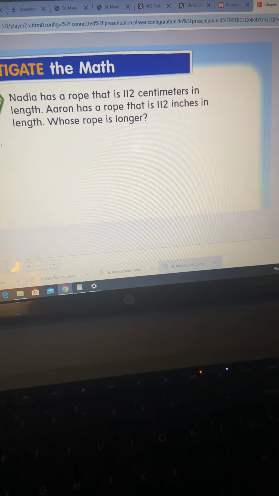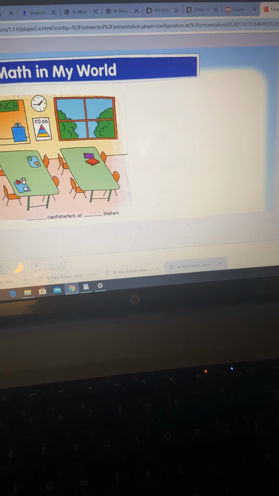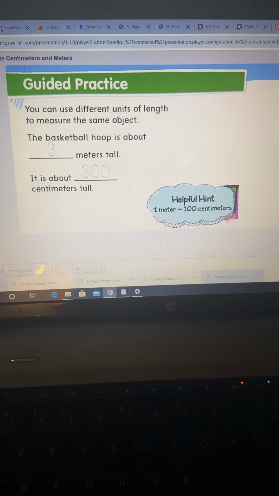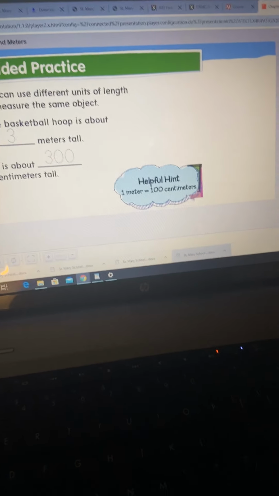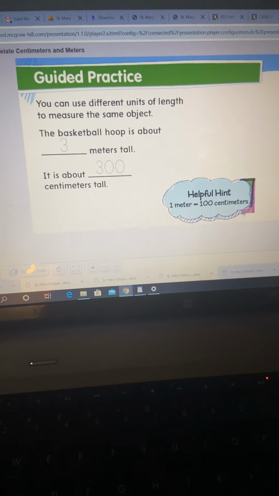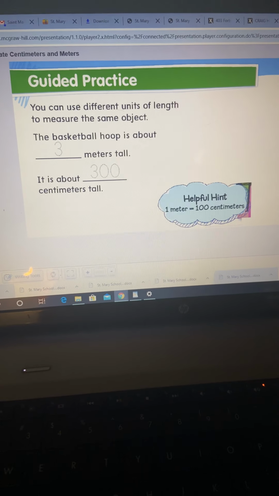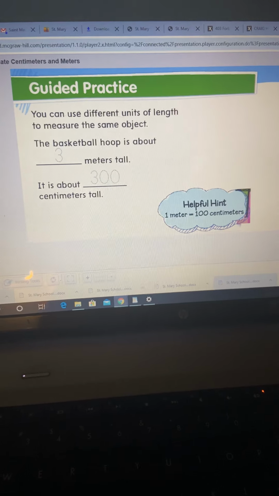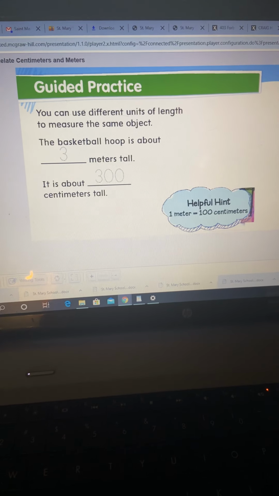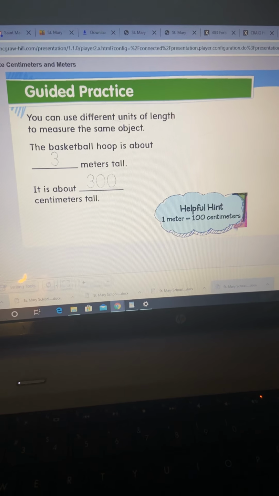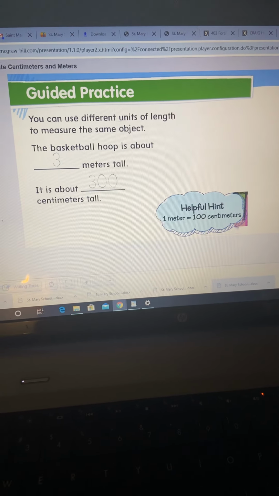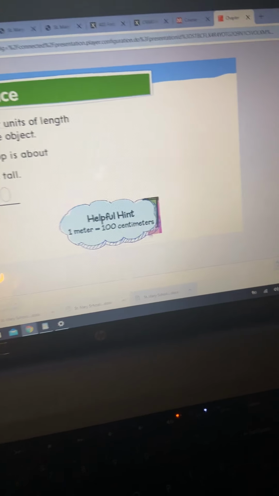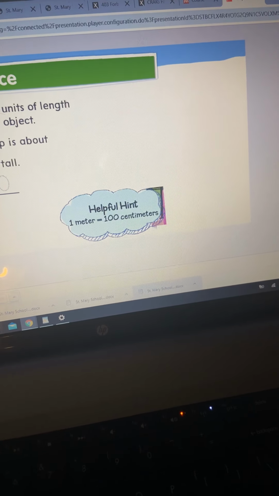Okay, so we're going to move forward a little bit and come to a sample question where you can already see the answer, but that's okay. You can use different units of length to measure the same object. So let's say you measure a basketball hoop and it's 3 meters tall. Right, that would be about 300 centimeters, because remember we said 100 centimeters equals 1 meter. There's your little helpful hint there.